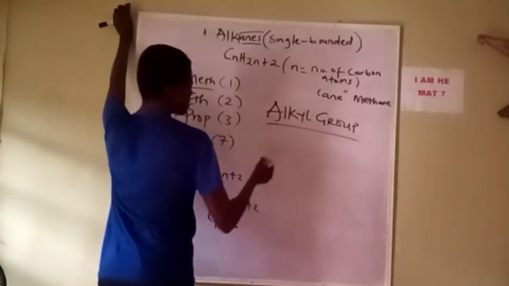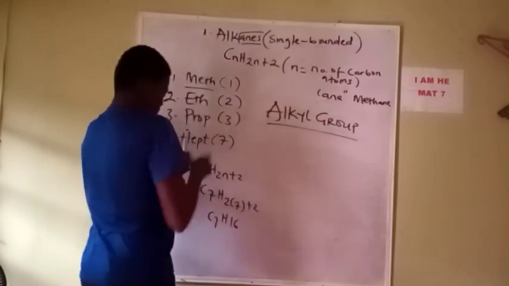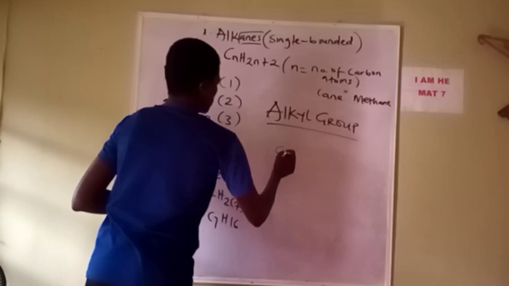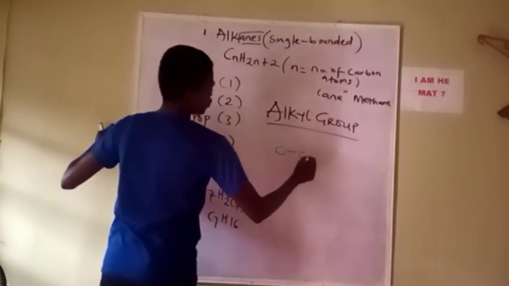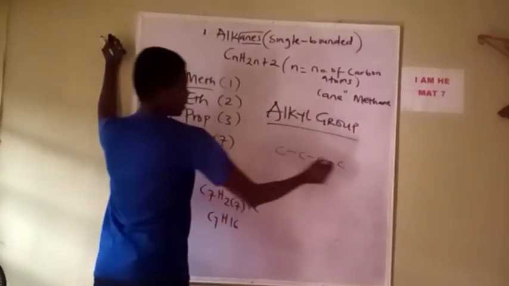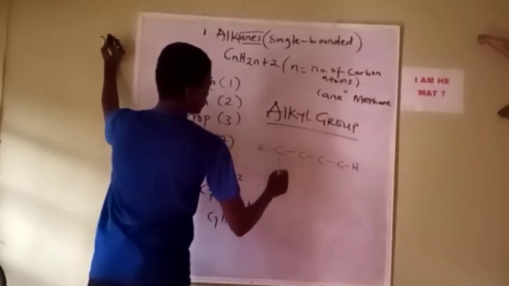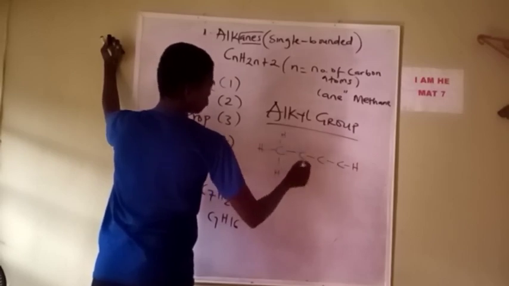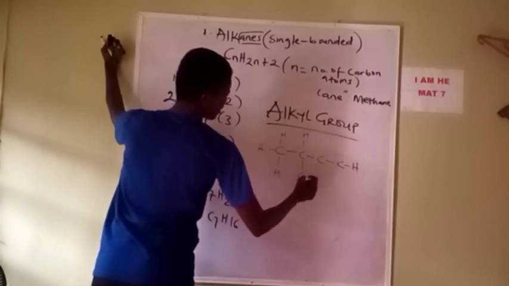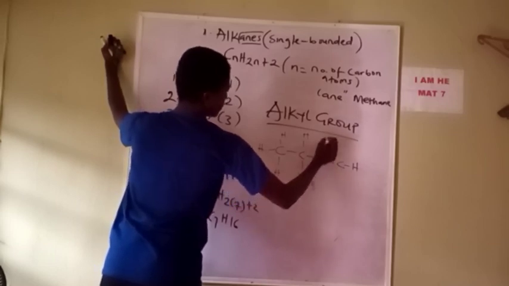Let me use 6. Okay. We have 1. Okay. We're having 1, 2, 3, 4. Okay, let me just use 4 carbons. Okay, let me add something here.